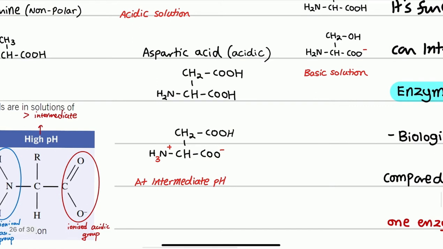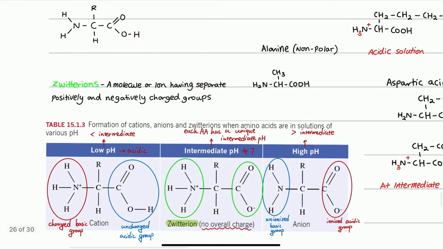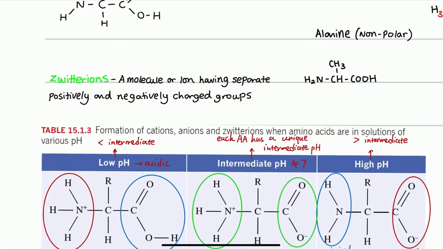And down here next we have aspartic acid, which, as its name suggests, with the carboxyl group here on its side chain, is an acidic amino acid, meaning that it can operate as a proton donor. Now this is the structure of aspartic acid at its intermediate pH, which is called a zwitterion. And this is just going to be the formal definition of a zwitterion, which is a molecule or ion having separate positively and negatively charged groups.